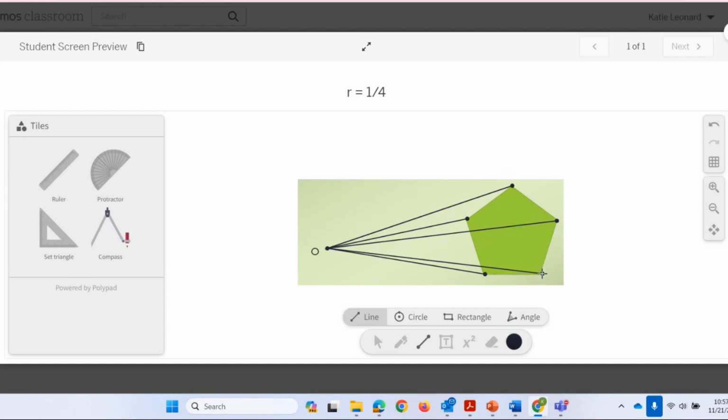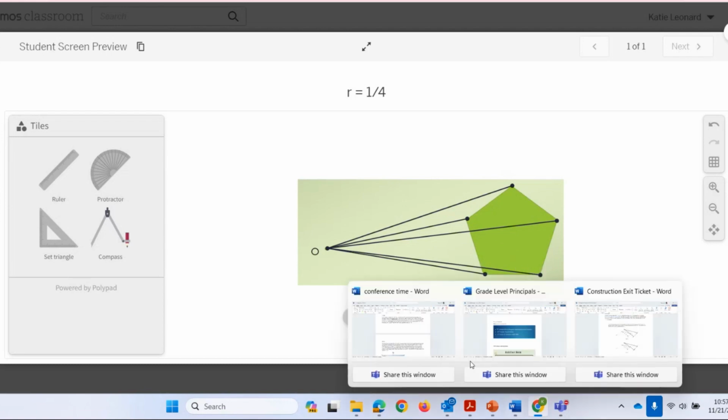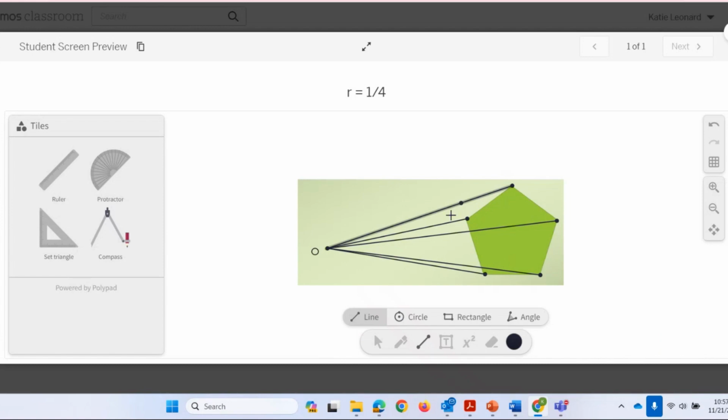All right, so I drew a segment from the center of dilation to each of the pentagon's vertices. So now what I need to do is I'm going to get my ruler out, and I'm actually going to start measuring each of these lines. All right, and the first one says it's 11.5. So what I want to do is I'm going to do 11.5 times 0.25, because 1/4 is the same thing as 0.25.